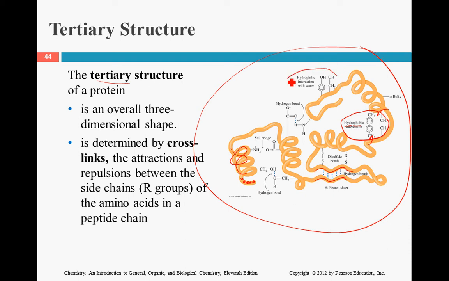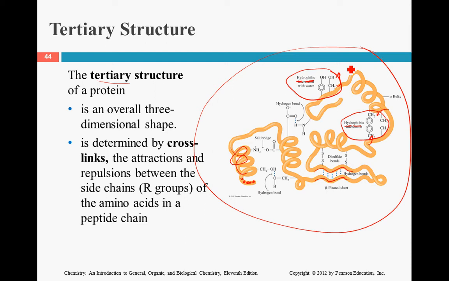Whereas this one is a hydrophilic interaction. Hydro, water again. Philic means it likes it. Notice it's turning itself outward so that it can get closer to the water.